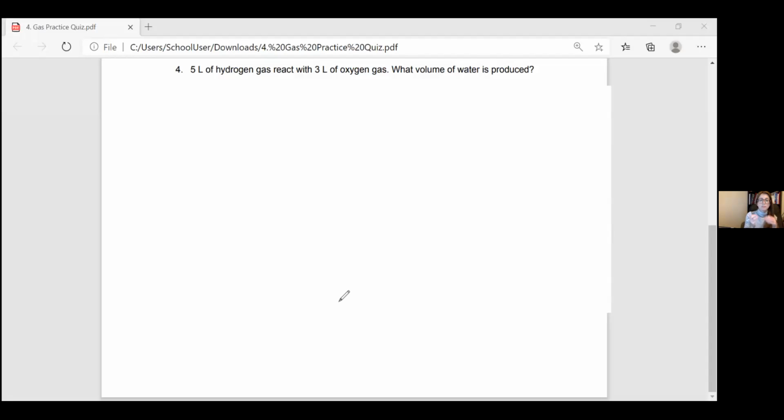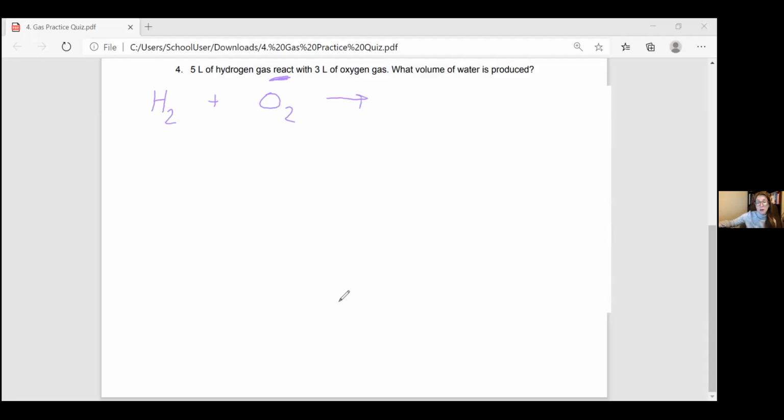So for this problem, it mentions two different things reacting. I'm either dealing with a stoich or a limiting reactant problem here then. So one of the things I'm going to have to do is complete and balance that reaction. Hydrogen gas, that's just hydrogen, but it's a diatomic, reacts with oxygen gas, that's just oxygen, but it's a diatomic.